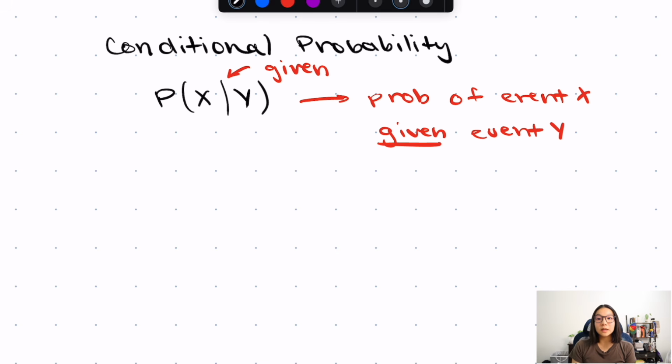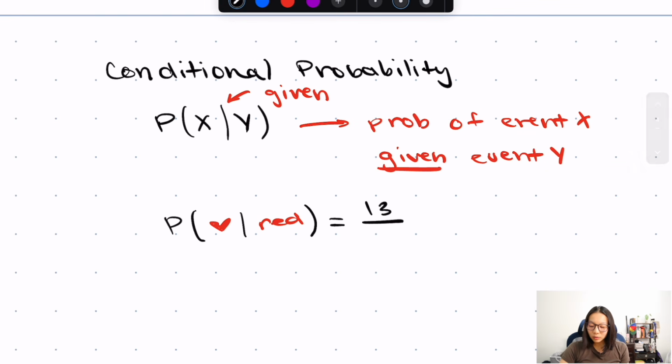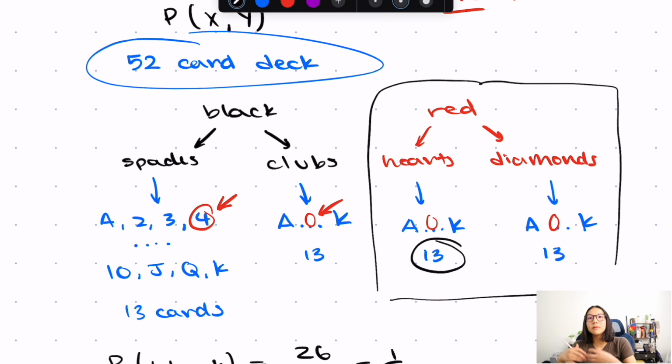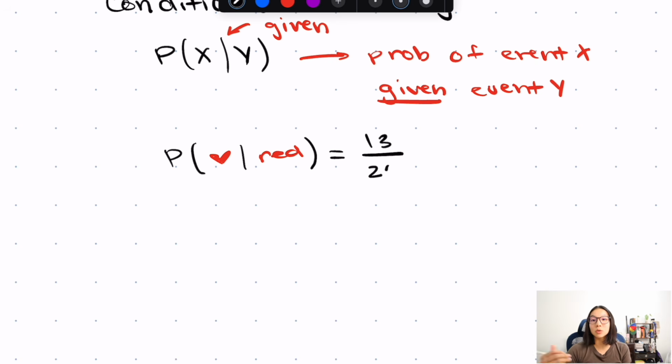So let's go back to our 52 card deck and first look at an example. What is the probability of, let's say, hearts, given that we chose a red card? How many hearts are there? There's 13. Well, now we're only looking at this section over here because we're saying that we've chosen a red card. We're giving the reader some information: we've chosen a red card. So that means instead of out of 52, we're only limiting this to 26 cards. So the probability that we chose a heart, given that we already chose that this card is red, is 13 out of 26, or 1/2.